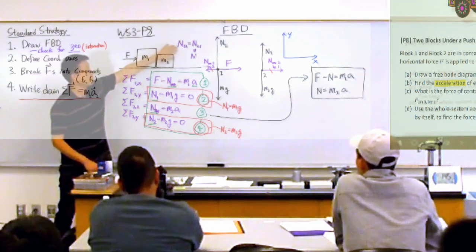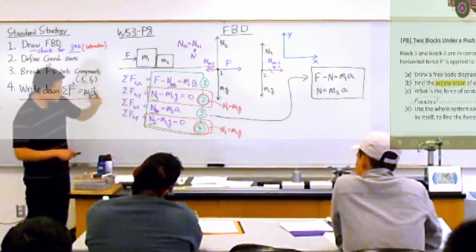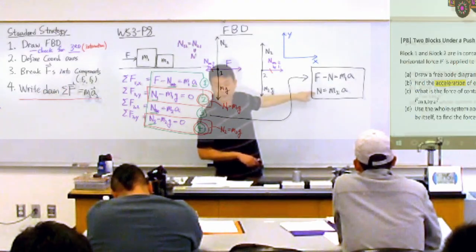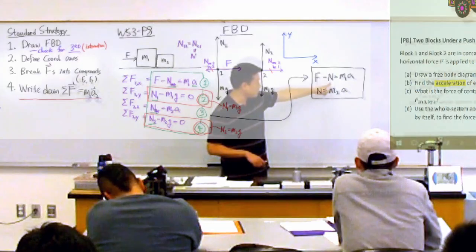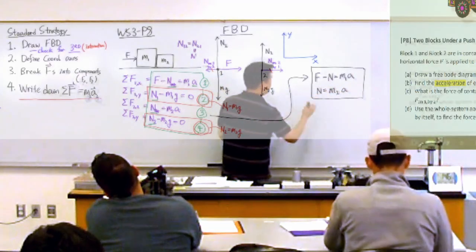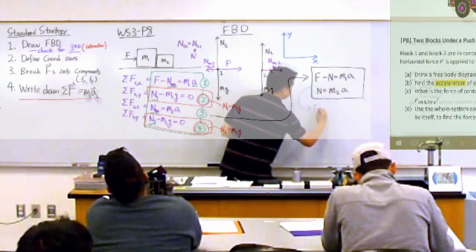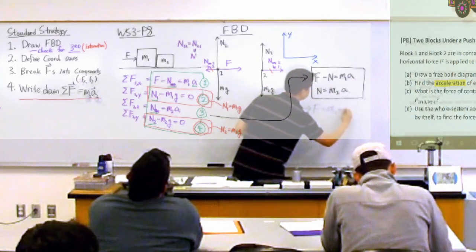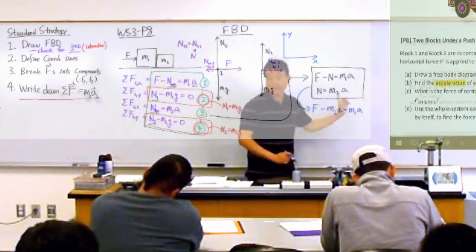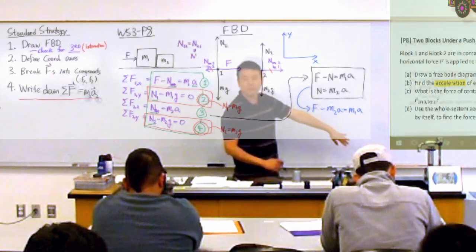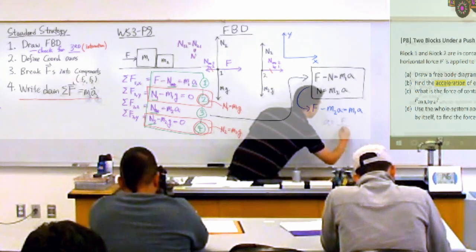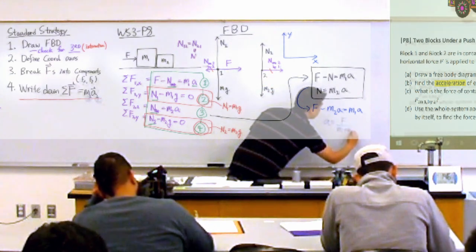And that helps you solve this problem. Right, so let's finish that. It's not too much work from here. Two unknowns. It looks like N is already solved for, so let me plug this into here to solve for acceleration. When I plug it in, what I get is F minus m2a is equal to m1a. Move this over, factor out a, divide by m1 plus m2. Then you get acceleration is equal to F divided by m1 plus m2.